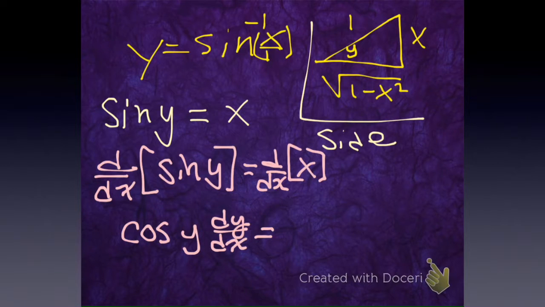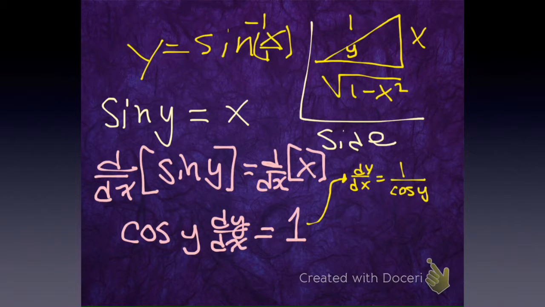Okay. What's the derivative of x with respect to x? One. So we're going to divide both sides by that cosine y. I'm left with dy/dx equals 1 over the cosine of y.